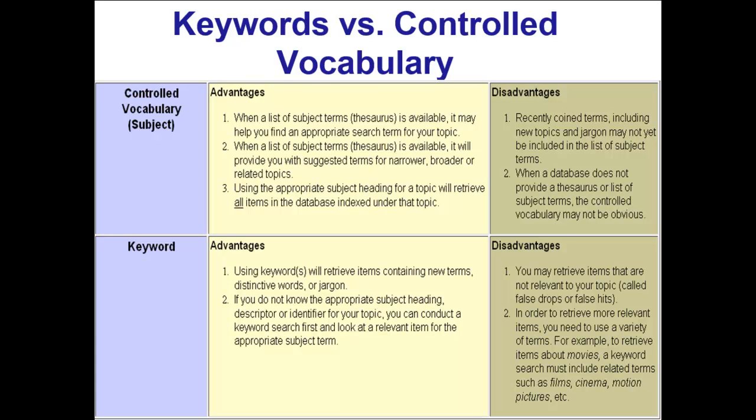The advantages of keywords is that the keywords will retrieve items containing new terms that don't appear in the subject terms, or controlled vocabulary, and if you do not know the appropriate subject heading, the descriptor or identifier, you can conduct a keyword search first, as we just pointed out, and look for a relevant item within the records in the subject term fields. But you may also retrieve items that are not relevant to your topic. That's a disadvantage. In fact, that's kind of a big disadvantage with keywords, because it will often retrieve things that are perhaps not within the context of what you're looking for.